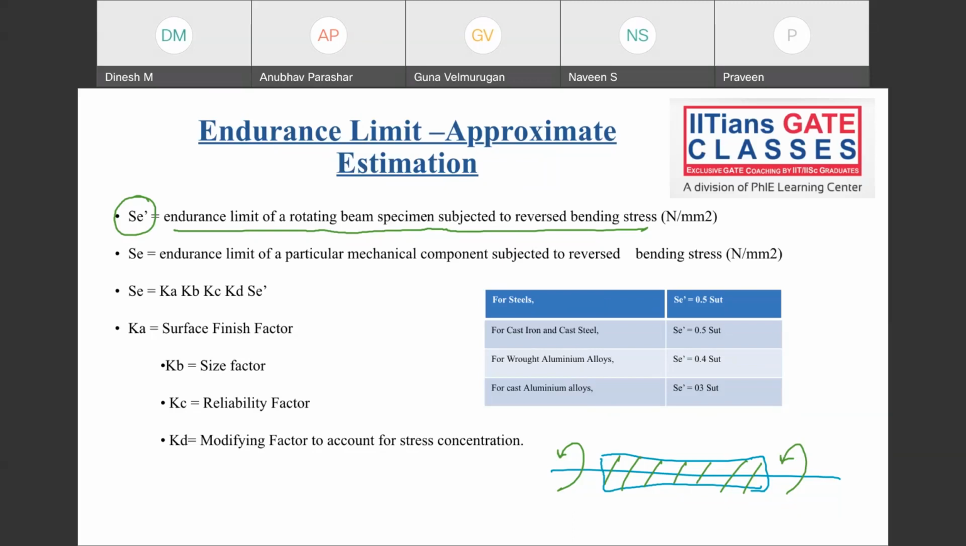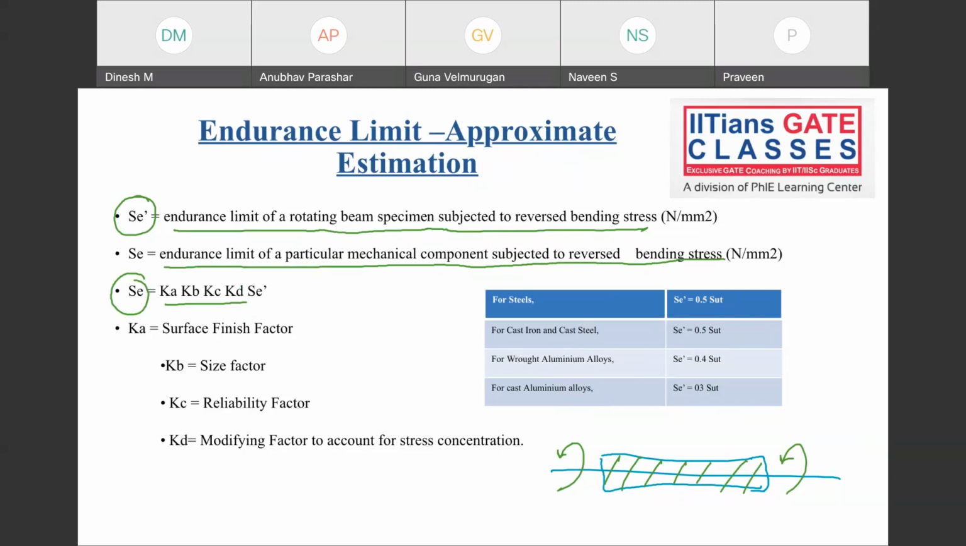So that's why we multiply by four terms. What are these four terms? Ka, Kb, Kc, Kd, along with the endurance limit that is obtained from the lab. S_e' is the endurance limit obtained from the lab. We multiply it with the four terms Ka, Kb, Kc, Kd, so that we get S_e. What is S_e? S_e is the endurance limit of the particular mechanical component subjected to reverse bending stress.